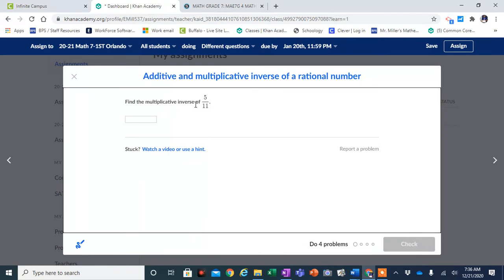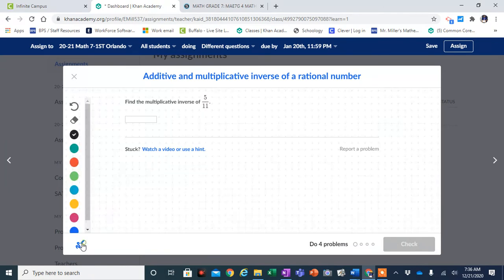So find the multiplicative inverse of 5 over 11. So again, they want the inverse. So what would you multiply 5 over 11 by in order to get 1? And then that would have to be 11 over 5.